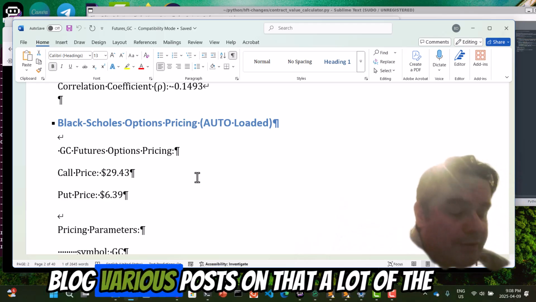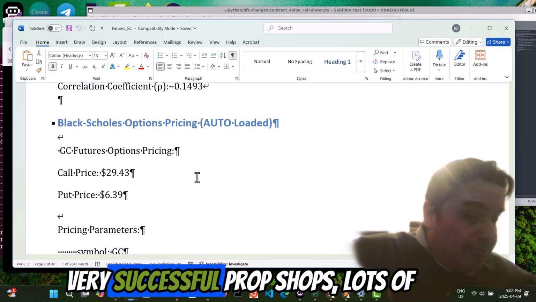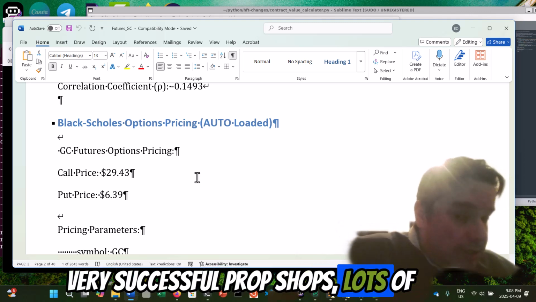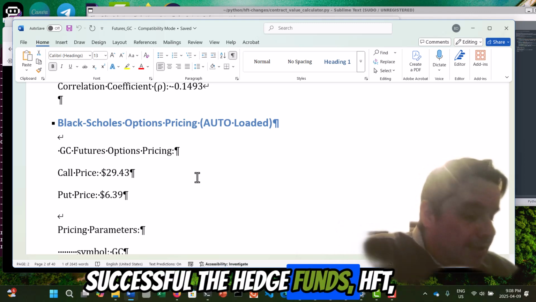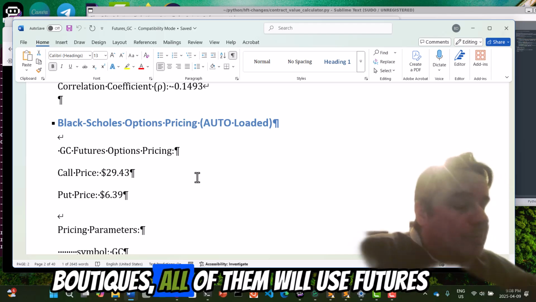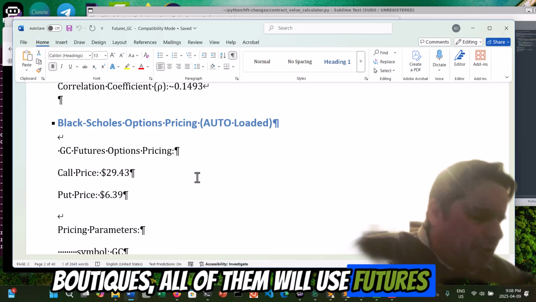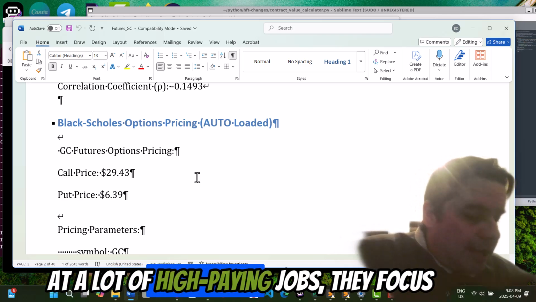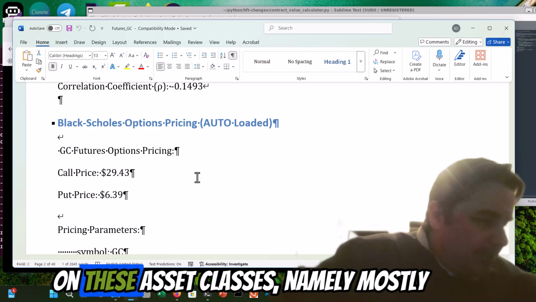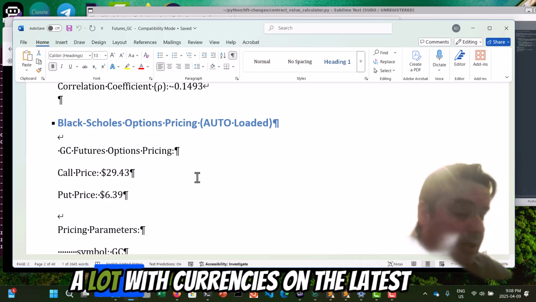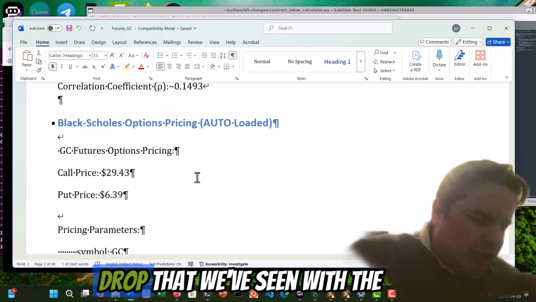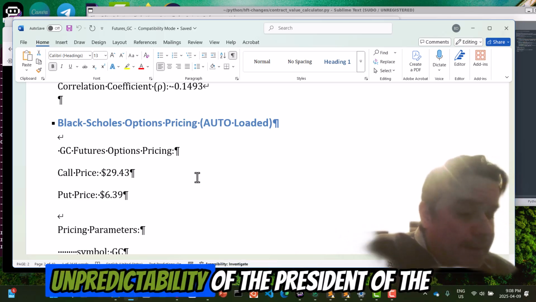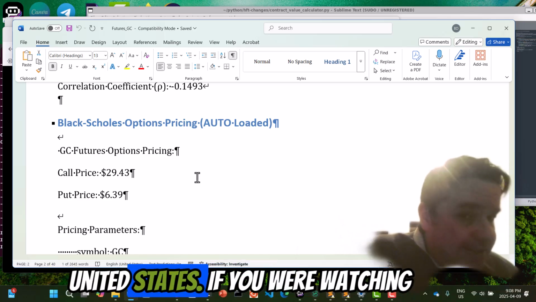I put various posts on that on my blog. A lot of the very successful prop shops, a lot of the successful hedge funds, HFT boutiques, all of them will use futures and options, namely in futures. If you look at a lot of the high paying jobs, they focus on these asset classes, mostly a lot with currencies and with the latest drop that we've seen with the unpredictability of the president of the United States.